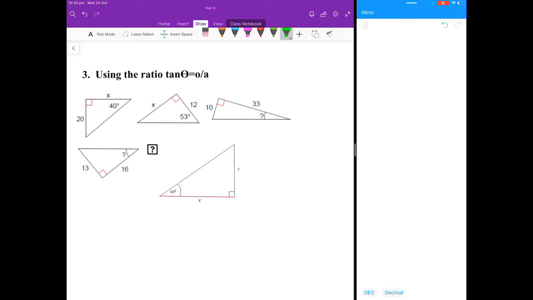Alrighty, welcome to the wonderful world of tan. Here we've got the tan ratio, tan theta equals opposite over adjacent. Let's have a look at our first triangle.